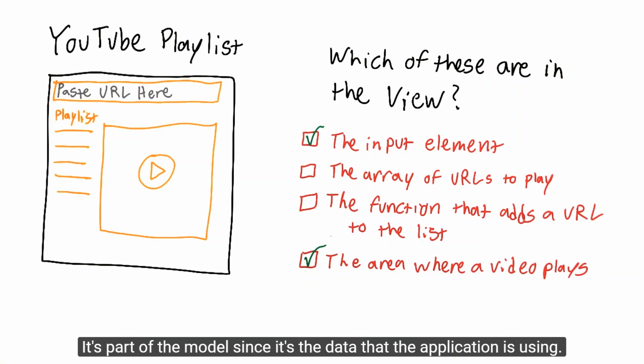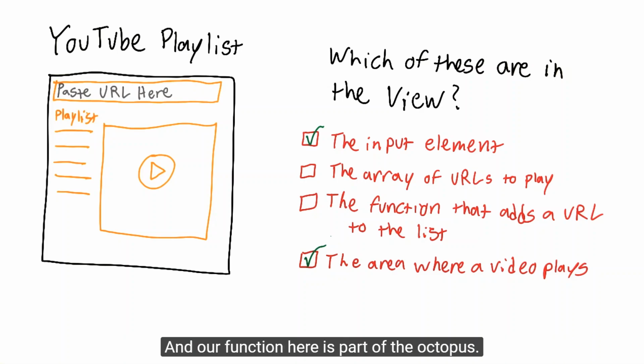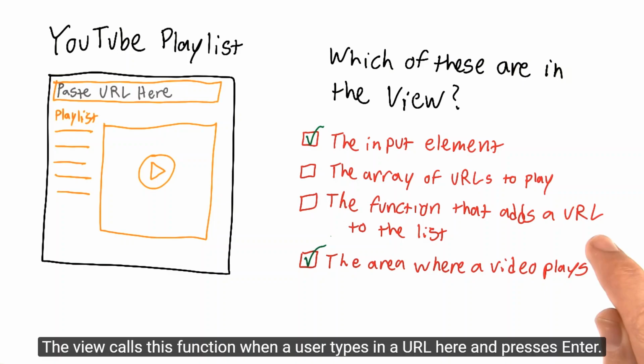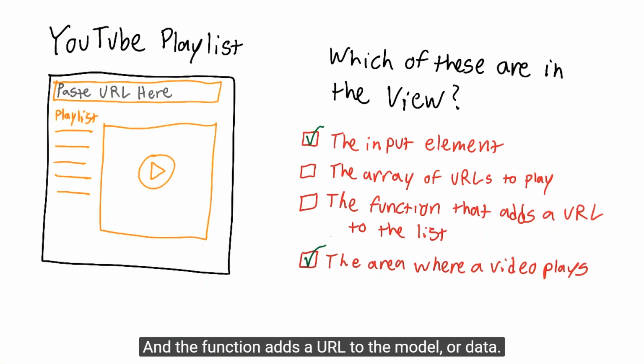And our function here is part of the octopus. That's what ties the model and the view together. The view calls this function when a user types in a URL here and presses enter. And the function adds a URL to the model, or data. Remember, the octopus's job is to connect the model and the view together. All right, let's keep going.